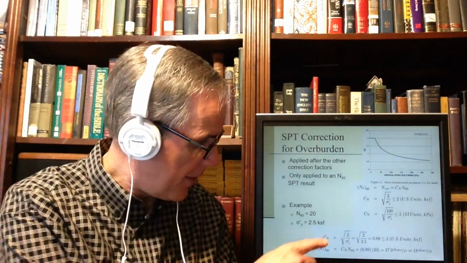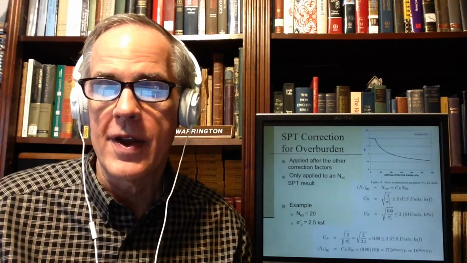You see that right here. C sub n is equal to the square root of 2 over 2.5, which is 0.89. That's obviously less than 2. So if you've got an N60 of 20 and an overburden correction of 0.89, you end up with 18 blows a foot for your N160 value, and that's pretty much the way you correct those.